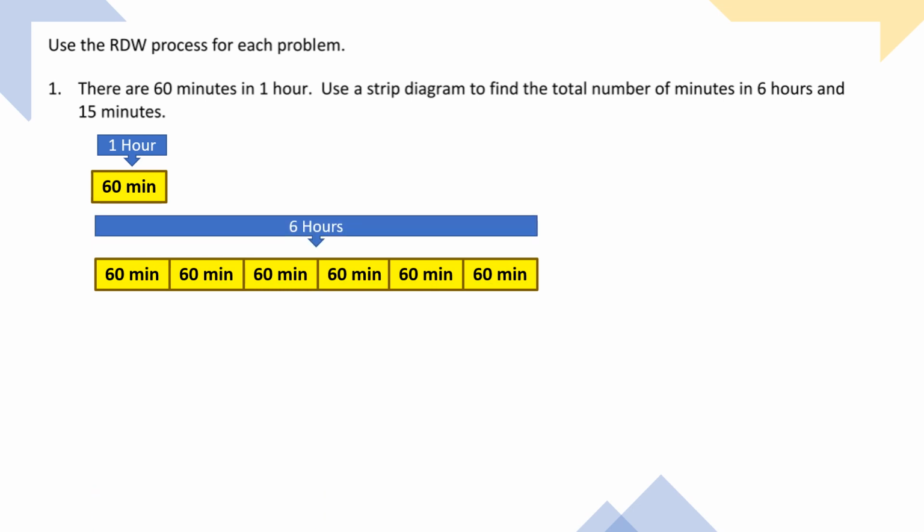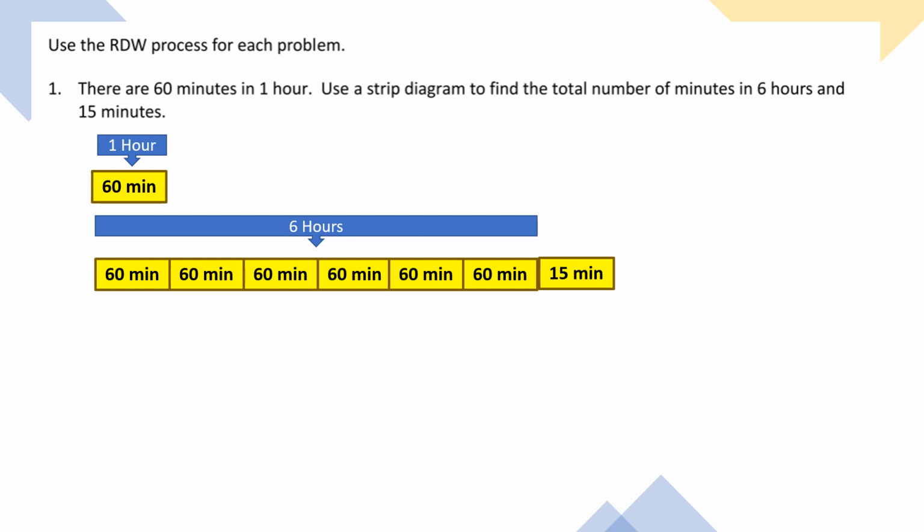So we have 6 boxes, and those 6 boxes represent 6 hours. Now remember, we need 6 hours and 15 minutes. So let's go ahead and create one more box that equals 15 minutes. All right. So now on your papers, you should have a strip diagram, 6 boxes with 60 in them, and one box with 15 in it. So that represents 6 hours and 15 minutes. Now we have to create an equation so that we can figure out the total.